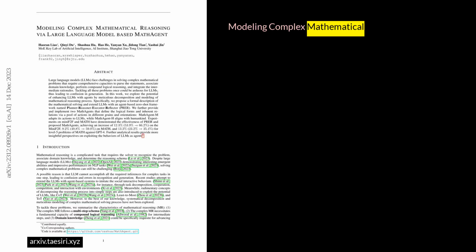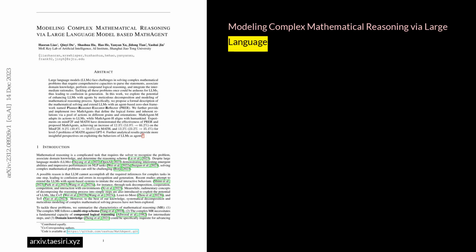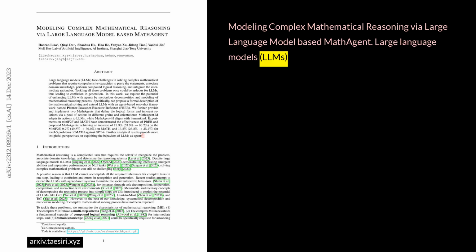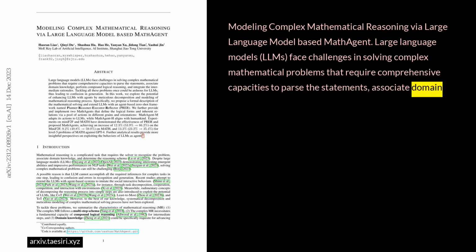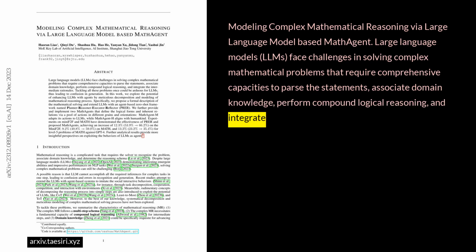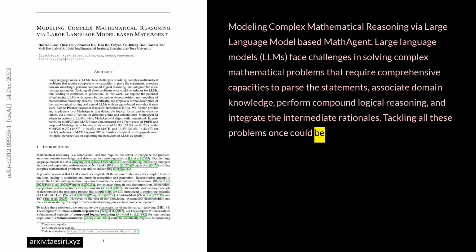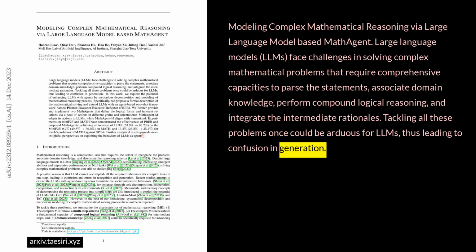Modeling complex mathematical reasoning via large language model-based MathAgent. Large language models, LLMs, face challenges in solving complex mathematical problems that require comprehensive capacities to parse the statements, associate domain knowledge, perform compound logical reasoning, and integrate the intermediate rationales. Tackling all these problems at once could be arduous for LLMs, thus leading to confusion in generation.